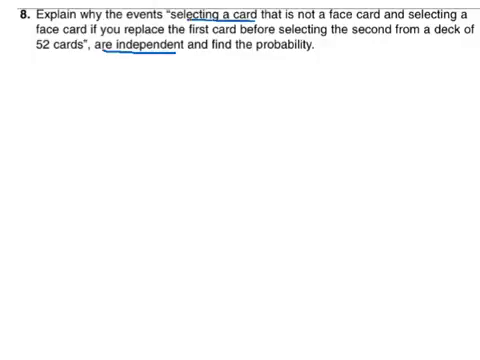And it says you're selecting a card, and then selecting another card, and then you replace it. That replacement tells you that it's independent because the probability doesn't change just because you selected something. So it's an independent probability. So no matter what, if you get a heart the first time, it doesn't change the probability of anything. If you get a 1 the first time, it doesn't change the probability of anything because you're always replacing the card. All right.